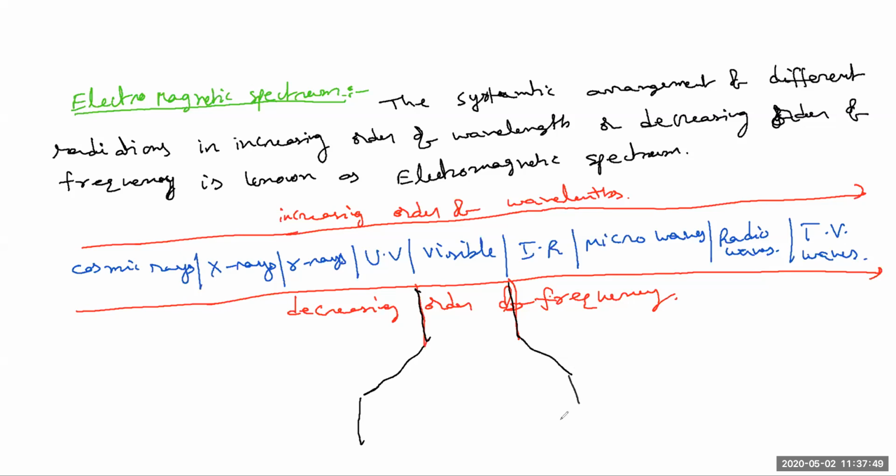There are 7 colors. You already know that one. VIBGYOR, you know. What is the VIBGYOR? Violet, indigo, blue, green, yellow, orange, red. These are the 7 colors.